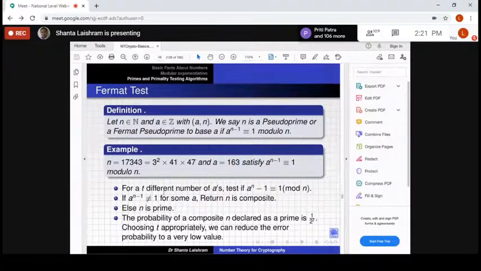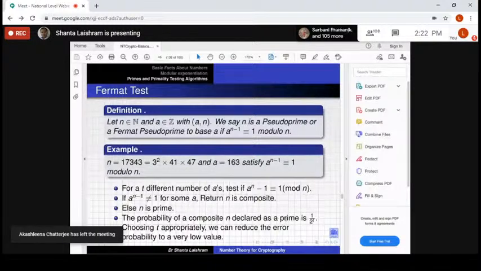Then the Fermat test tells you that if you have some t numbers, which is sufficiently large, and a to the power n-1 is congruent to 1 mod n for each of the numbers a, then you deduce that n is a prime. Of course, this is a probabilistic algorithm. The probability of a composite n being declared a prime is 1 over 2 to the power t. So when t is large, or you choose t appropriately, the error becomes low. So you can show that n is a prime with very low probability of error. That's why it's a probabilistic algorithm.